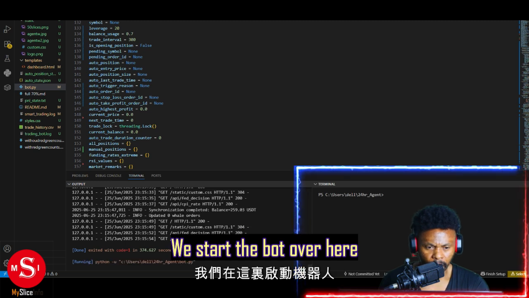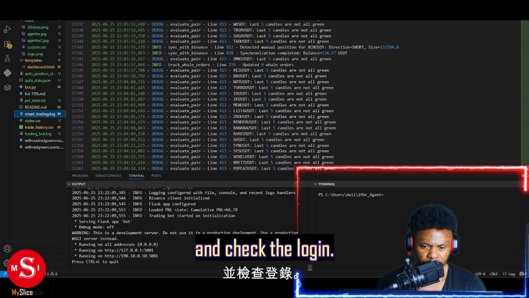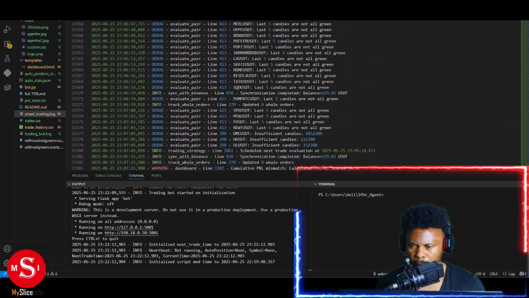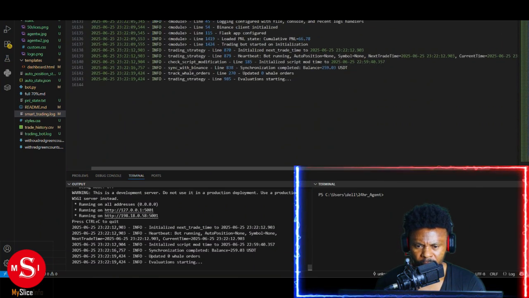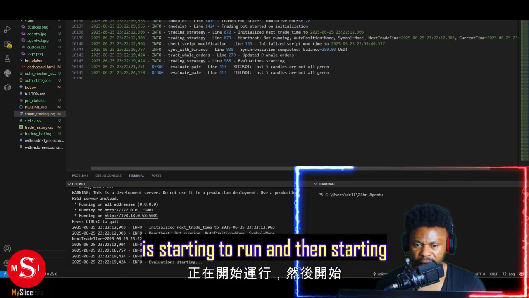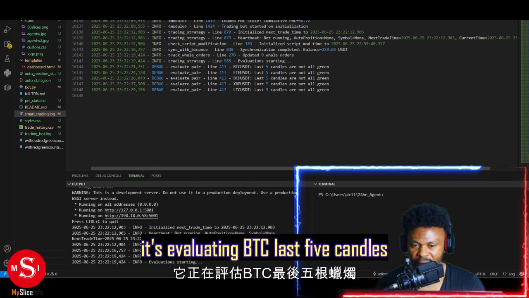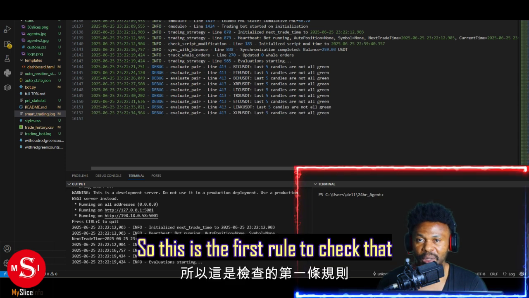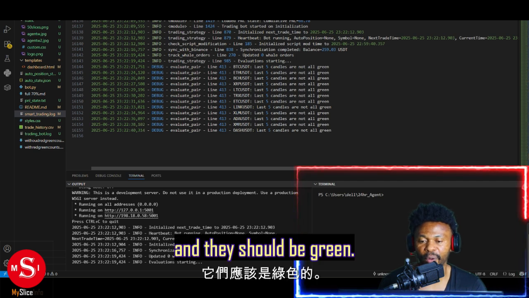If we start the bot over here and check the login, we would see that the bot is starting to run and then starting evaluations. And so you would see it's evaluating BTC: last five candles are not all green. So this is the first rule to check, that there are five candles and they should be green.